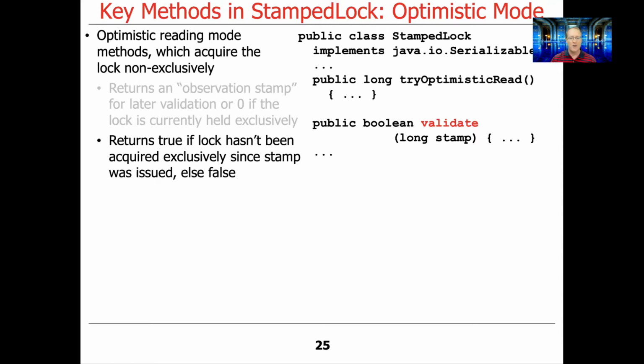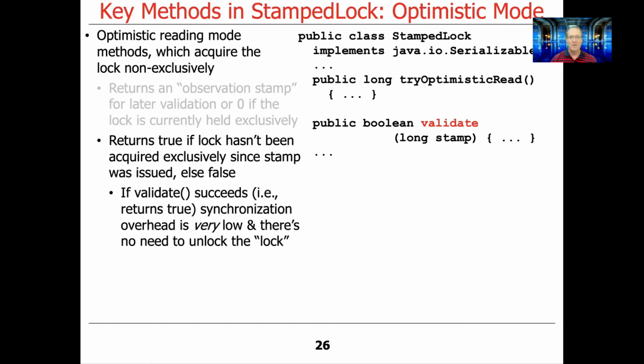However, if it returns false, that means that there was a lock that was acquired for exclusive access, which means the values of those fields that we just read are probably nonsensical. So you shouldn't depend on them. So if it succeeds and returns true, there's really, really low synchronization overhead, basically just that read of a volatile when try optimistic read was called to get the fresh values. And in the case that validate succeeds, there's no need to unlock the lock because there was never a lock acquired in the first place.